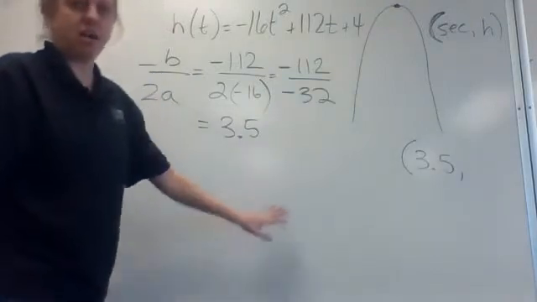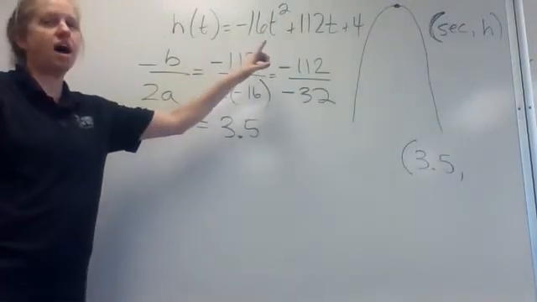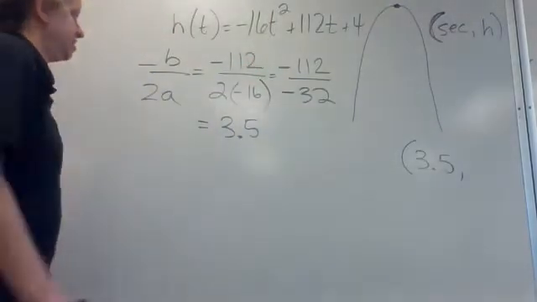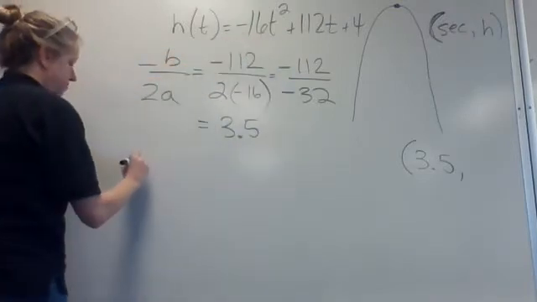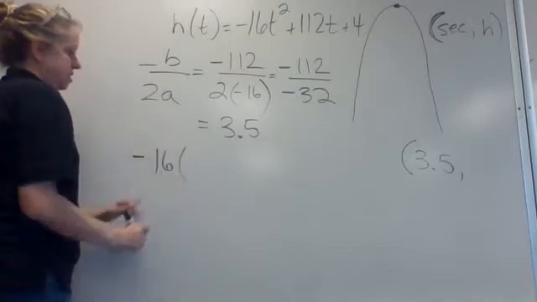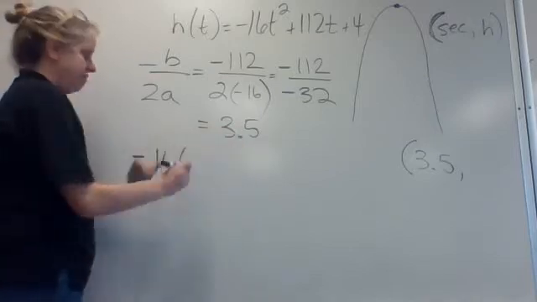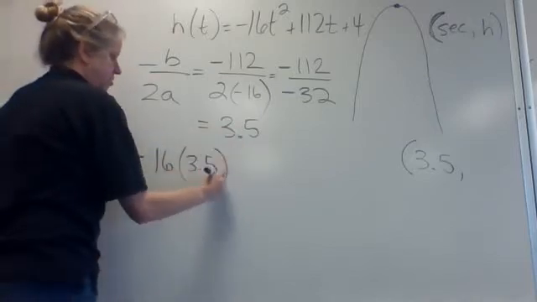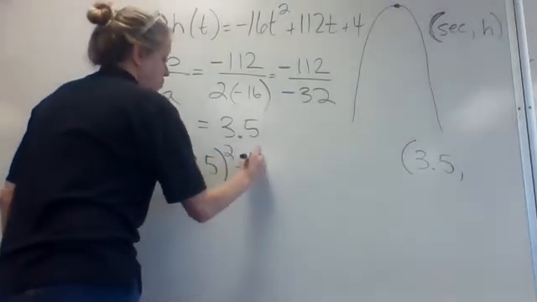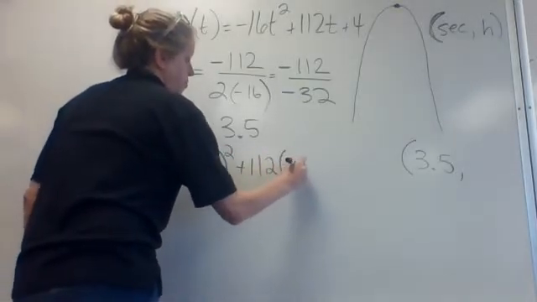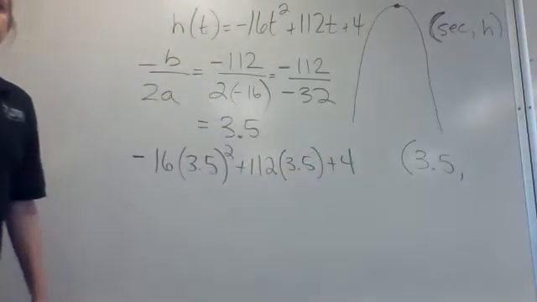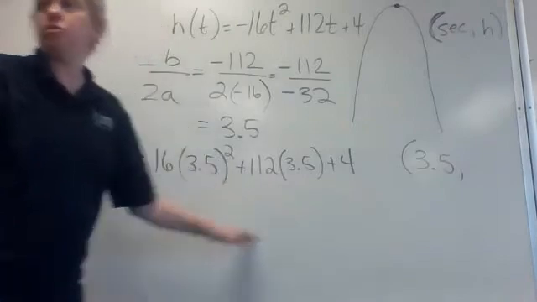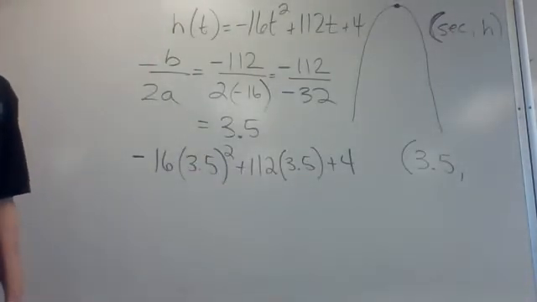Now let's use this number to find the y, which is going to be the height. So let's see, if I plug it in, or I guess the t, so if I plug it in, -16 times 3.5 squared plus 112 times 3.5 plus 4. Okay, and then you'll just plug this into your calculator.